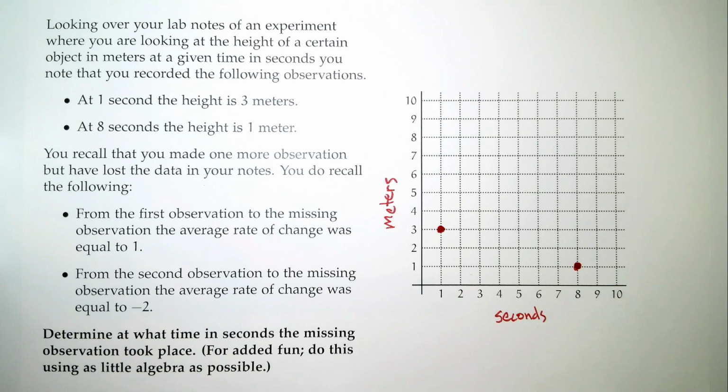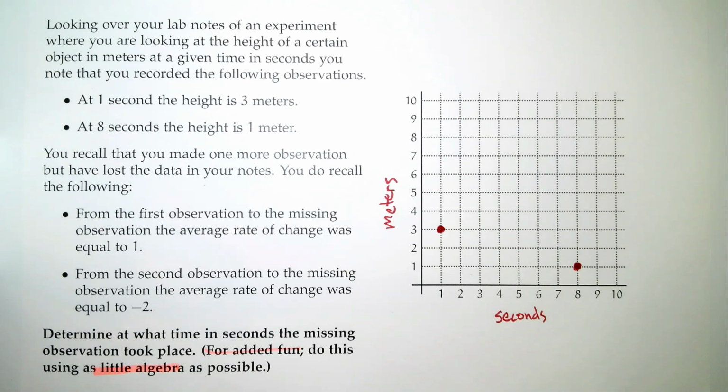Determine when that happened. But notice, there's an added fun. For added fun, little algebra. Okay, so our goal is we're going to answer this question. We're going to do it the fun way. And that's our goal, is little algebra as possible. Okay, well now, since our goal is as little as possible, let's shoot for 0.